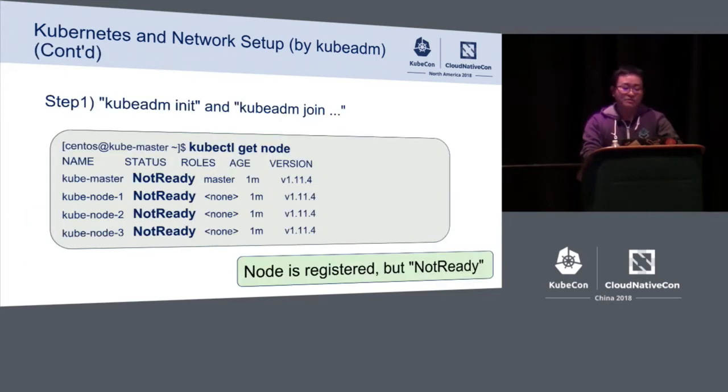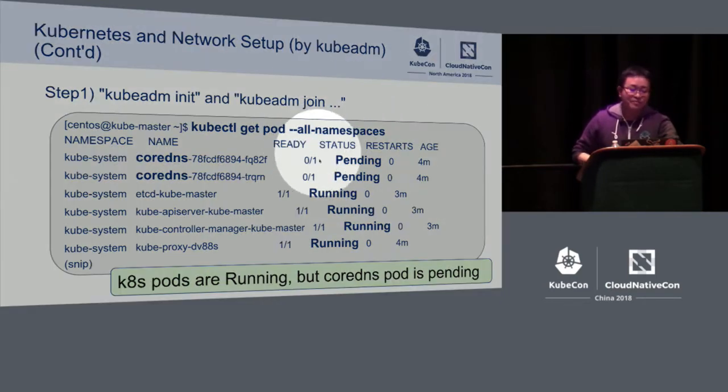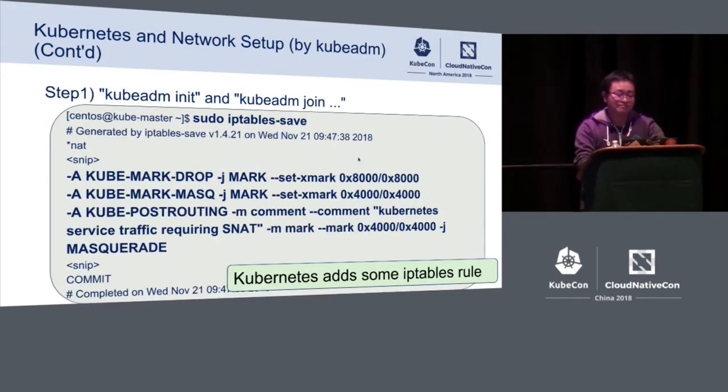At the first step, when we did the kubeadm init and the kubeadm join, at that time, kubectl get node shows the NotReady state. And then the pods: the system components, like the kube API server, kube master, and etcd, are in the running state. On the other side, CoreDNS is in the pending state. Not all pods are ready.